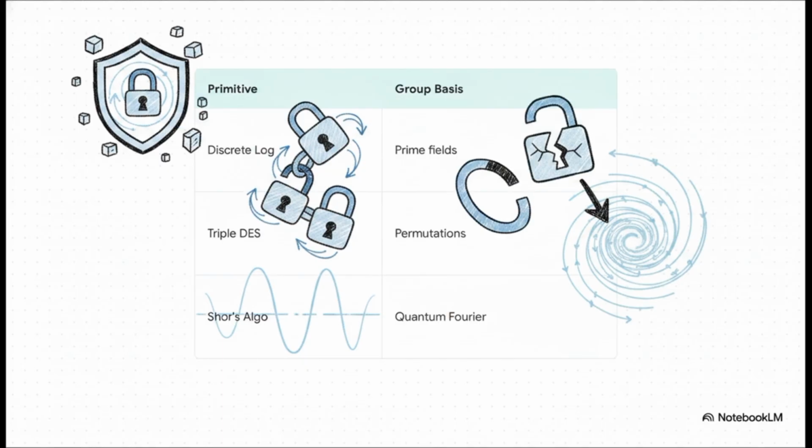The discrete logarithm relies on prime fields to make hacking computationally intractable. Triple DES uses symmetric permutations but intentionally avoids group closure to prevent the security space from collapsing on itself. And looking ahead to the future, Shor's algorithm uses quantum Fourier transforms over cyclic groups, which could one day break these discrete logarithms in polynomial time, completely upending modern cryptography as we know it.